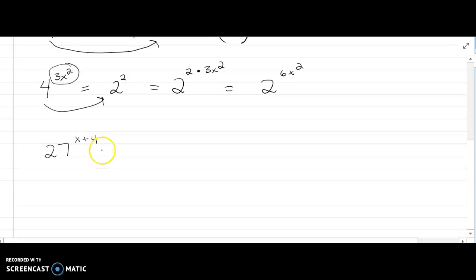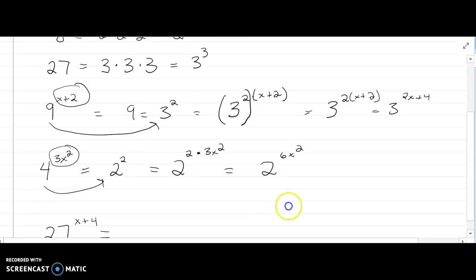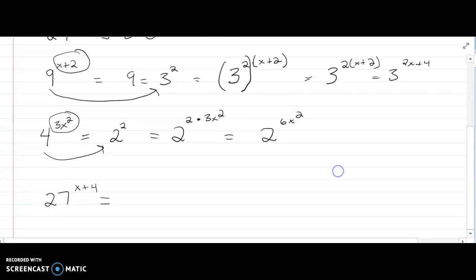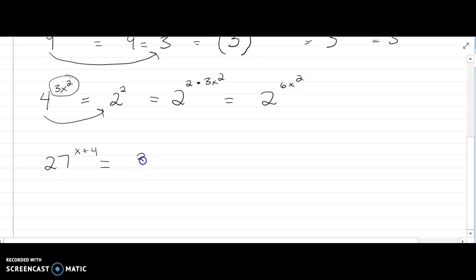Okay, welcome back. So our first step, right? Say we're in a situation where I want to rewrite 27 using an exponent. Well, as we learned up here, we can rewrite 27 as 3 to the third. Then we're left with this x plus 4. We have to leave that up there, and what do we do with it? We multiply. Be sure to keep that in parentheses to distribute here, so you get 3 to the 3x plus 12.